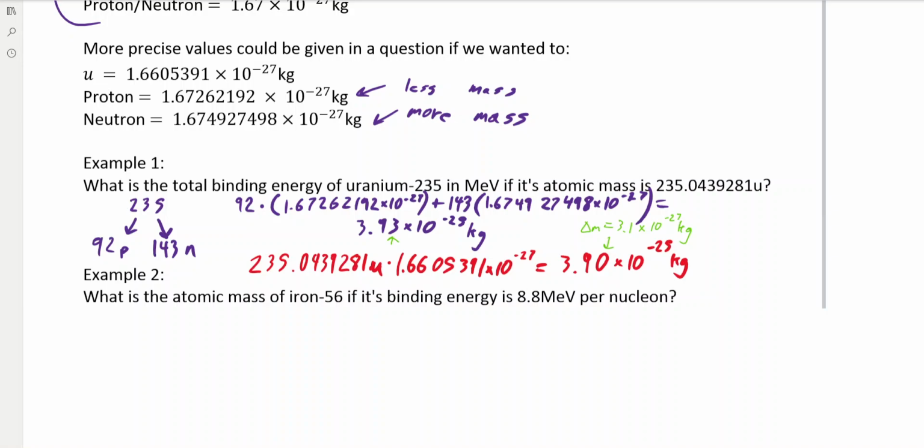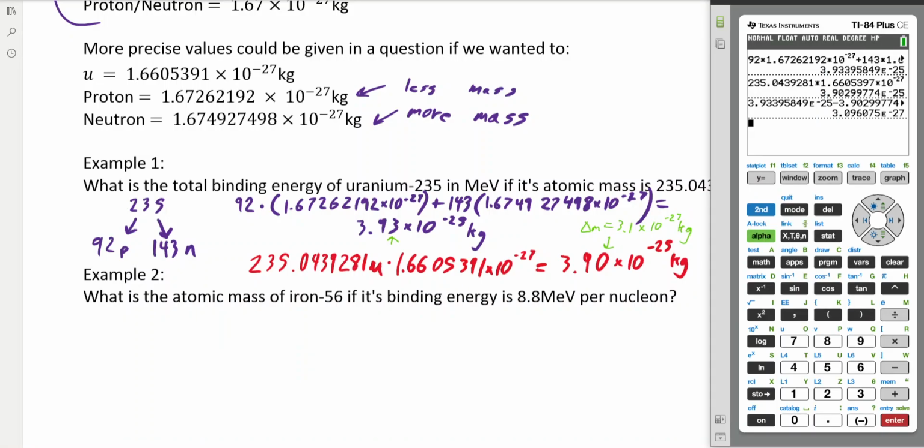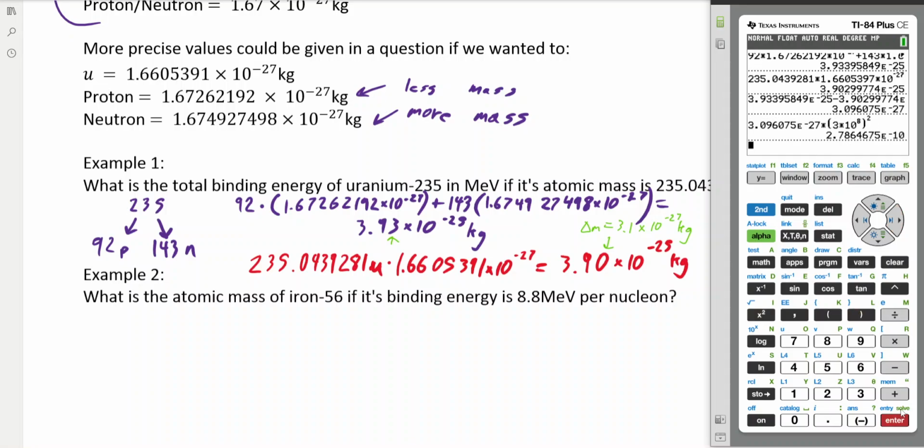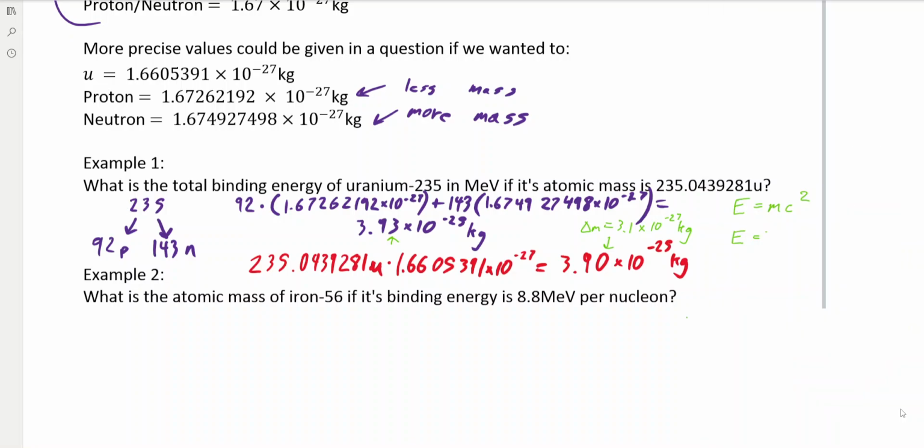Well, if we're looking for the total binding energy, so this is how much the difference is. The total binding energy is going to be E equals mc squared. So we're just going to find E. So it's going to be, this is our M, our change in mass, times 3 times 10 to the exponent 8, squared. And so we get 2.78 times 10 to the negative 10.